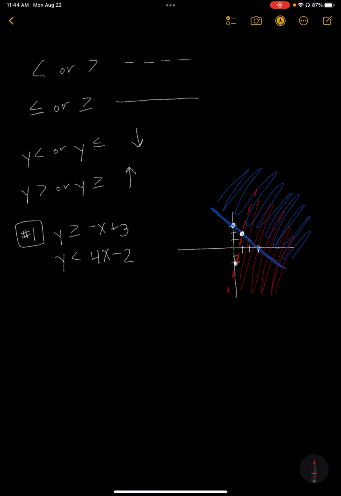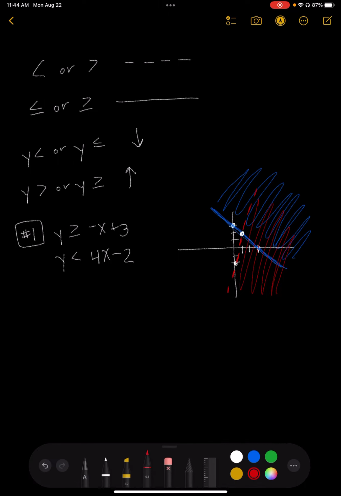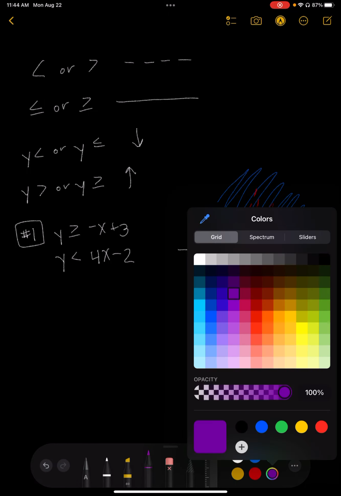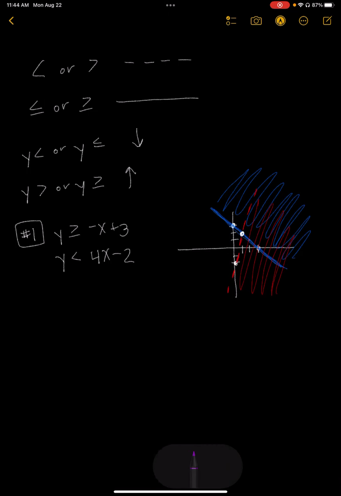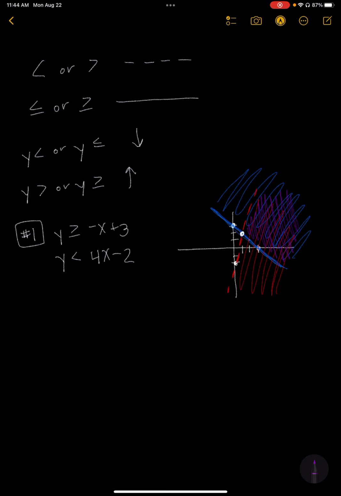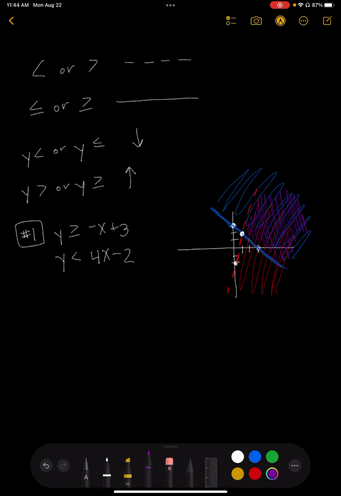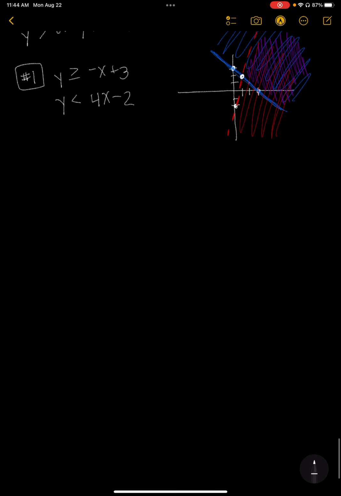And if you notice, I know I didn't do a great job, but let's do a purple because red plus blue is purple. Right where they're doubly shaded is where our solution set is. So right here in this chunk, that's where all of our answers could potentially be. That's how we graph. Okay, so now let's do the second example.